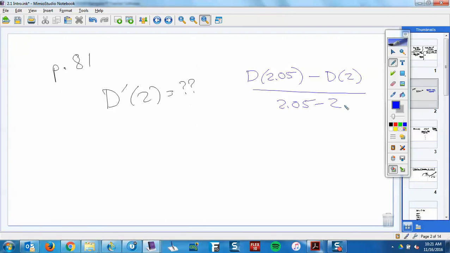So on our next quiz, very likely you'll have something like that. If you got a table of values, that's the best you can do. That's the best you can do for d prime of 2. That's the best we can do if all we have is a table of values.